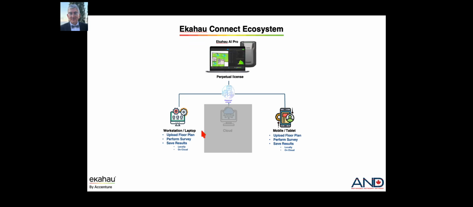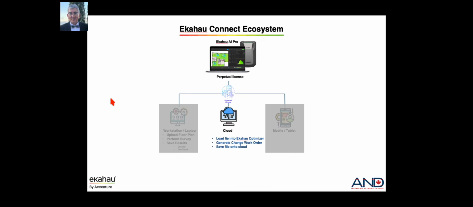Step number one is retrieve workstation or tablet or mobile device with the Sidekick, upload the floor plan, perform the survey. This is what we call primary survey, and we save the results both locally as well as on the cloud, which is very important.